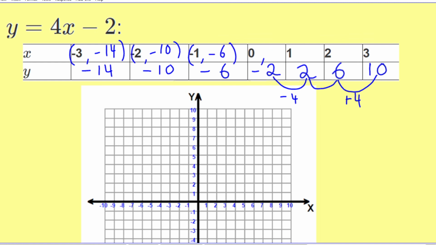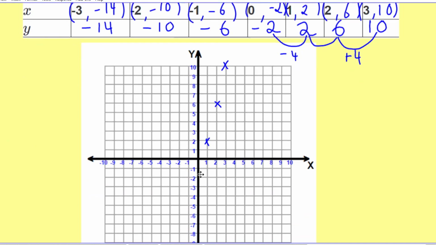Minus 1, negative 6. 0, negative 2. 1, 2. 2, 6. And 3, 10. And now I am just going to plot these points to check they're right. So 3, 10. There's 3, 10. 2, 6. So 2 along, 6 up. 1, 2. 1 along, 2 up. 0, negative 2. So 0 along, negative 2.